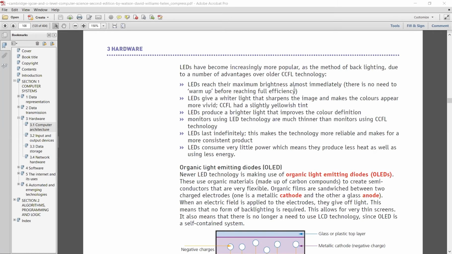LEDs are going to be reaching the maximum brightness almost immediately. LEDs produce a brighter light. LEDs last indefinitely. LEDs consume very little power. So these are the 5 major points. What you can do is just underline these or write them down, and you will be through with your whole work very easily.